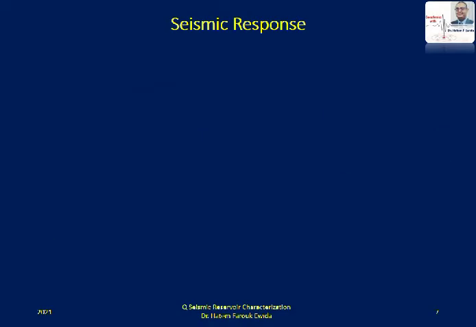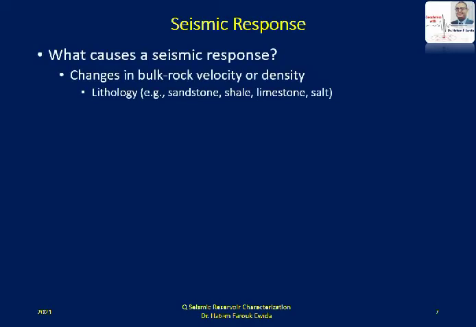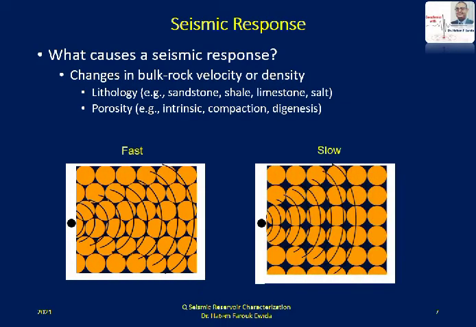So let's continue and see from where the seismic response comes. We mentioned that the change in bulk rock velocity or density, and the lithology is one of the reasons. The second one is the porosity. The porosity is a percentage of the pore space within the rock, and we have different types of porosity, as you are familiar. This porosity could be primary porosity or secondary porosity, and depending on the porosity of the rock, the velocity of the sound wave will change.